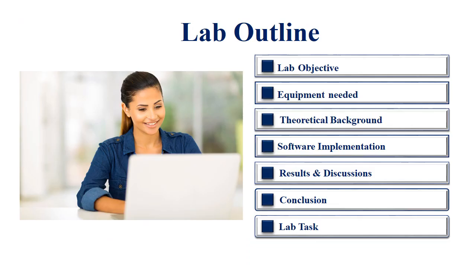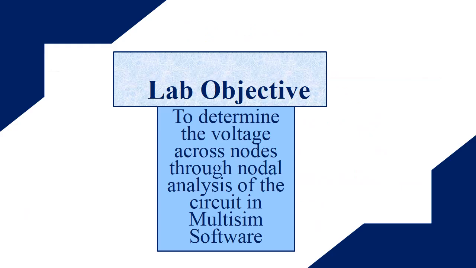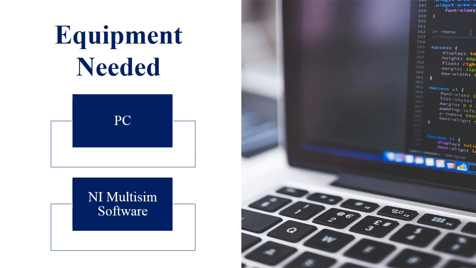The agenda of this experiment includes 7 different sections: lab objective, equipment needed for the experimentation, theoretical background, software implementation, results and discussion, conclusion, and the task assigned. The objective of today's experiment is to determine the voltage across nodes through nodal analysis of the circuit in Multisim software. The basic equipment needed is NI Multisim software installed on a personal computer.